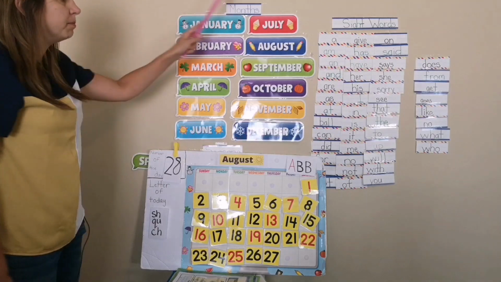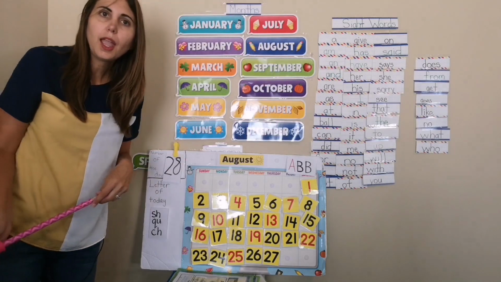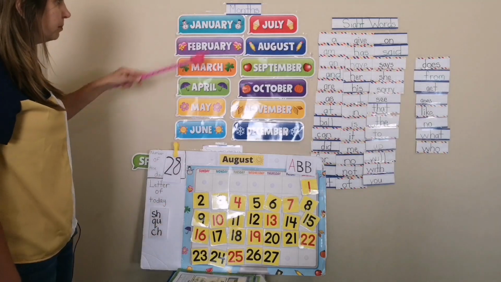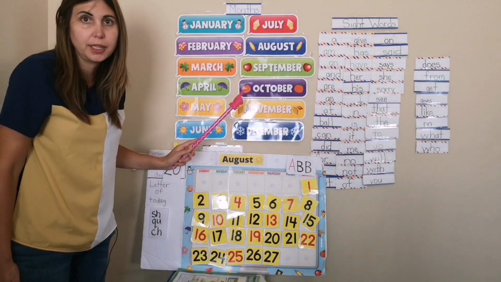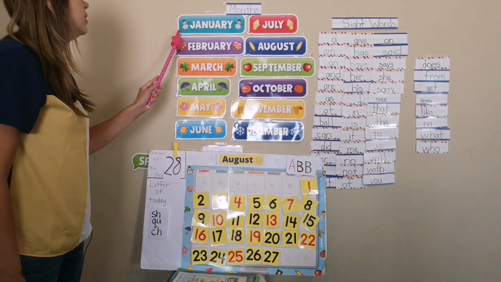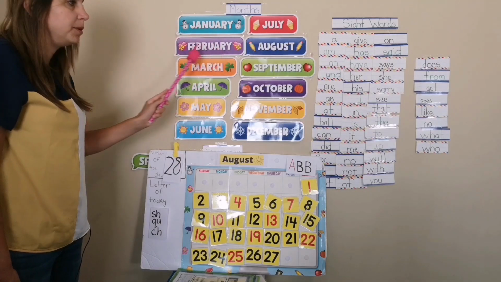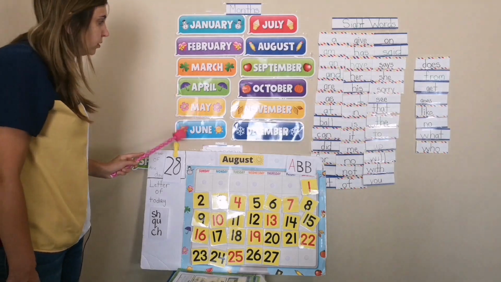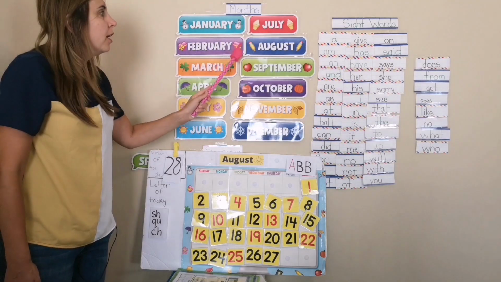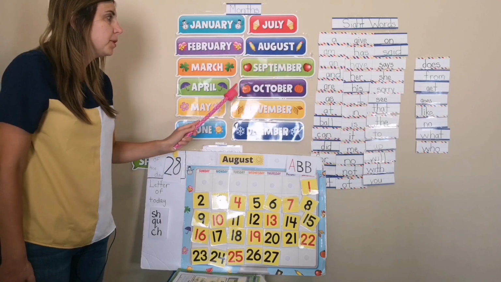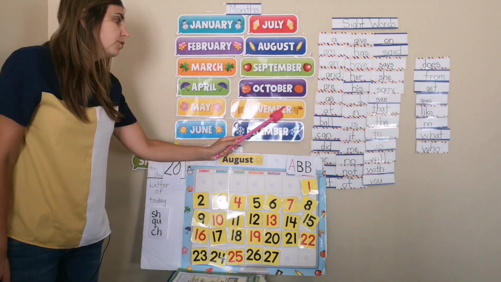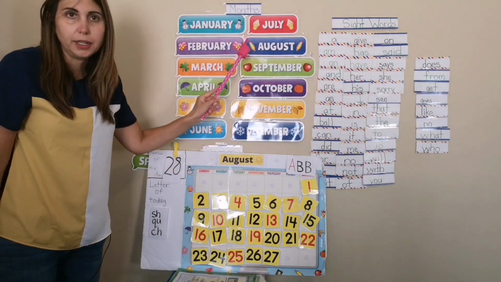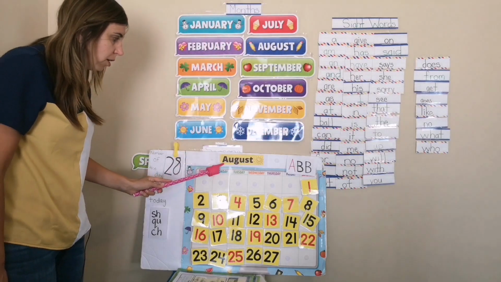Let's go over the months of the year. How many months are in 1 year? These are the months. There are 12 months in a year. Let's say them together. January, February, March, April, May, June, July, August, September, October, November, December. These are the 12 months in a year. Today we're talking about August.